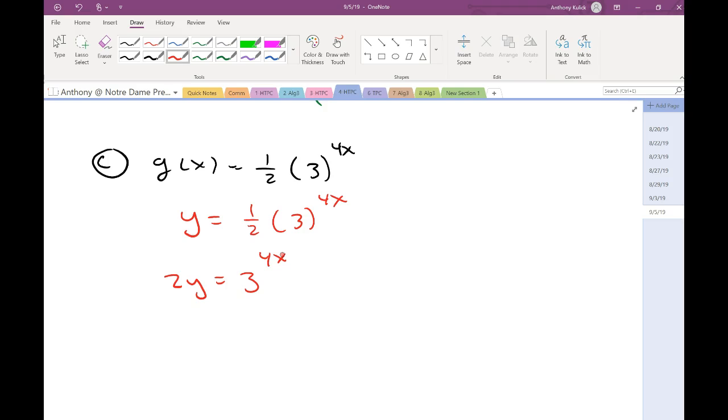So we have 3 to the 4x, right? Yeah, so I have to use a logarithm. Very good. Which logarithm should I use? Log base 3. Now, any logarithm still works, but it's much messier. Log base 3 is the neatest way to do that, and that's the one that we will use here.